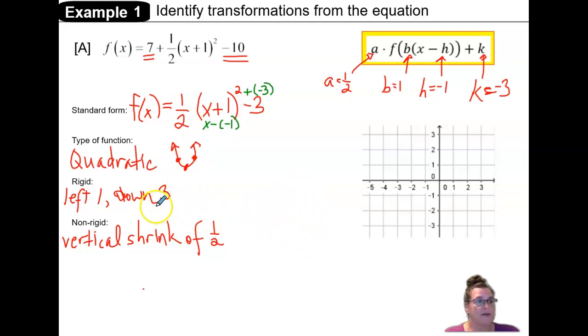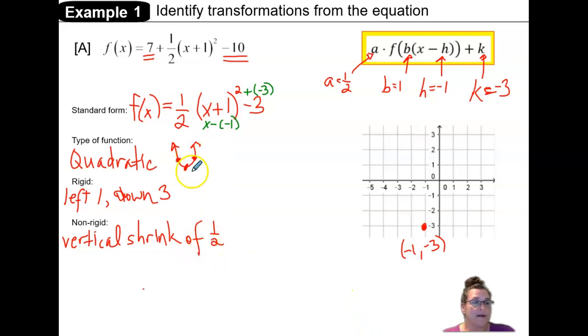So if I'm going to take that parent graph, which is at a vertex at 0, 0, but I need to move that graph to the left 1 and down 3, that means I'm going to go down 1, 2, 3 to negative 3 to the left 1, and now the vertex, instead of being at 0, 0, is at negative 1, negative 3. Okay, that's my new vertex.